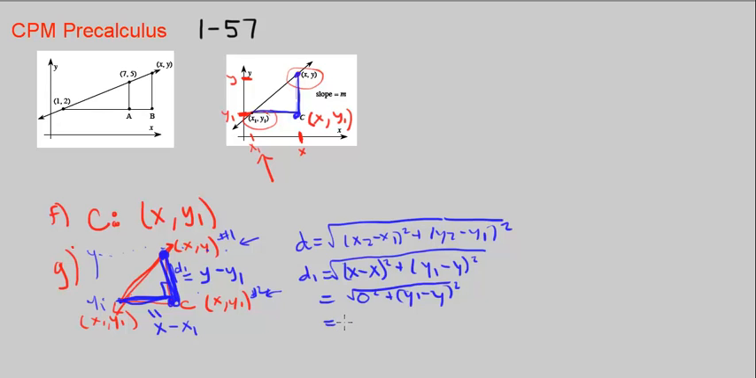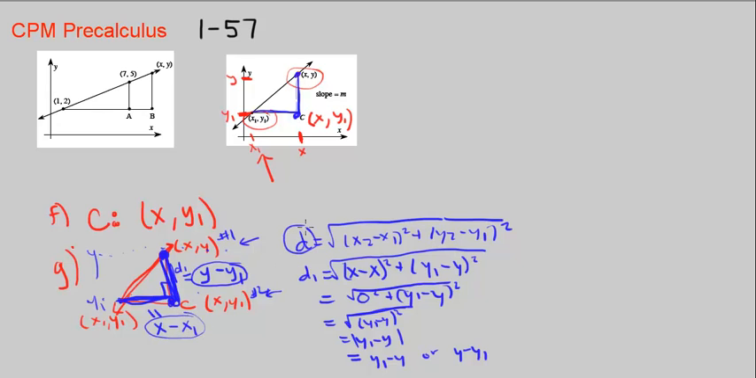That's equal to the square root of y1 minus y squared, and that's just the absolute value of y1 minus y, right? Because we're going to square it and square root it. So that's the same thing as y1 minus y or y minus y1, depending on which one's positive. So the point is, the distance here is y minus y1, and the distance here is x minus x1.